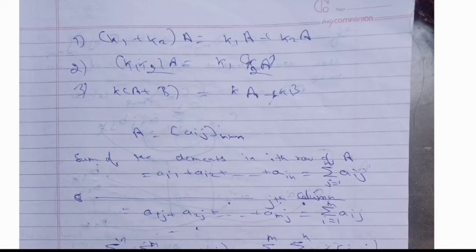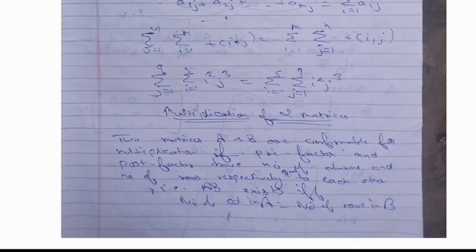Okay. Sum of the elements in the ith row of A is equal to Ai1 plus Ai2 plus up to Ain. Okay, what is changing in that thing? J is changing. So the summation will be over J. Similarly, you can say sum of the elements in the jth column of A. What is changing in this thing? I is changing. So the summation will be over I. You can also interchange summations.